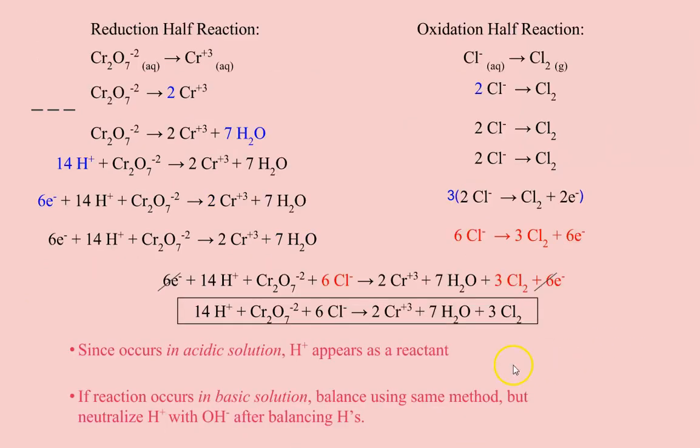A couple things to keep in mind. This occurs in acidic solutions, so H+ is a reactant, which makes sense. And if it were basic, I mentioned this earlier, we would do the exact same thing, but there was an extra step in the middle. You have to neutralize all your H+ with OH- after balancing for the H's. Okay, so that was a lot of information and a long example, but you need to make sure you have this in your notes because you're going to want to reference it later when we start doing balancing redox reactions.